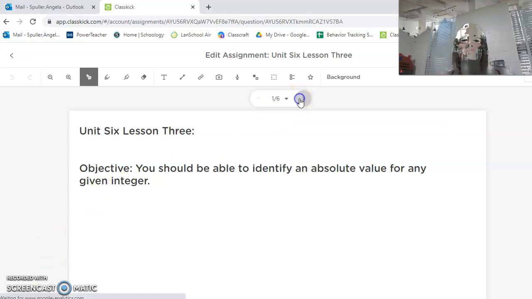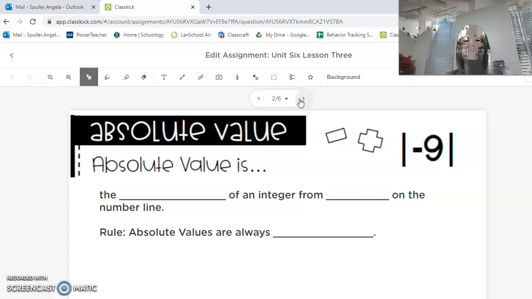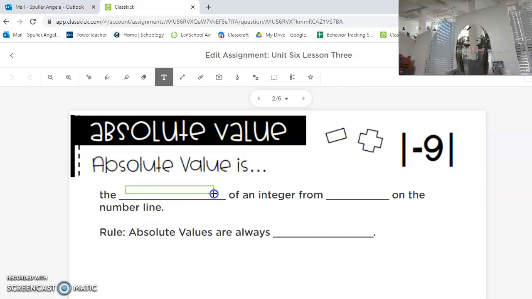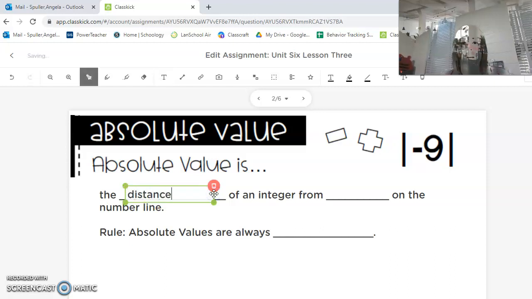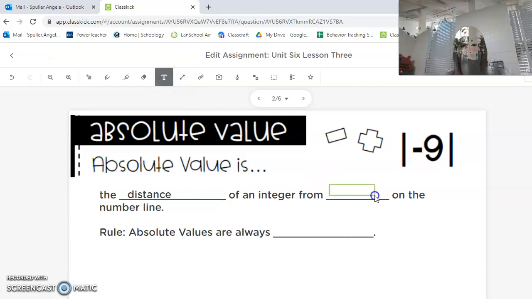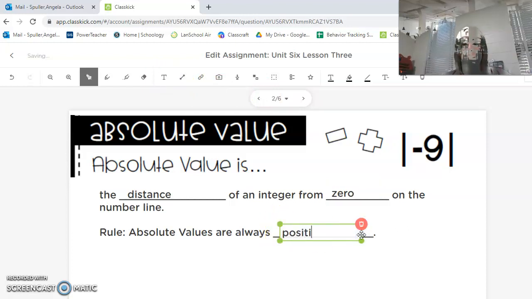All right, let's begin. Okay, absolute values. Absolute values are the distance of any integer from 0 on the number line. Now, there's a really important rule. Absolute values are always positive, and I'll explain why in just a moment.